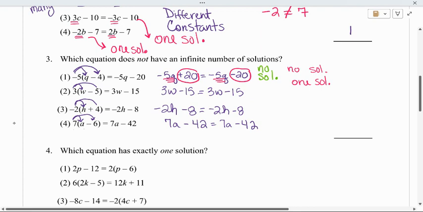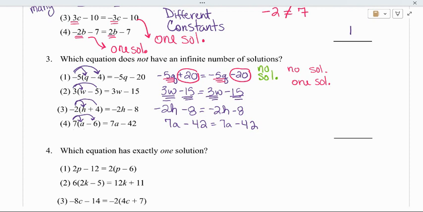What about the next one? What do you notice about this? Do I have the same variable term? Avery, do I have the exact same variable term on both sides? Okay. I can't hear your head rattle. What about the constants, Avery? Yes or no? Yes. So what does that mean when I have the exact same variable and exact same constant, Avery?